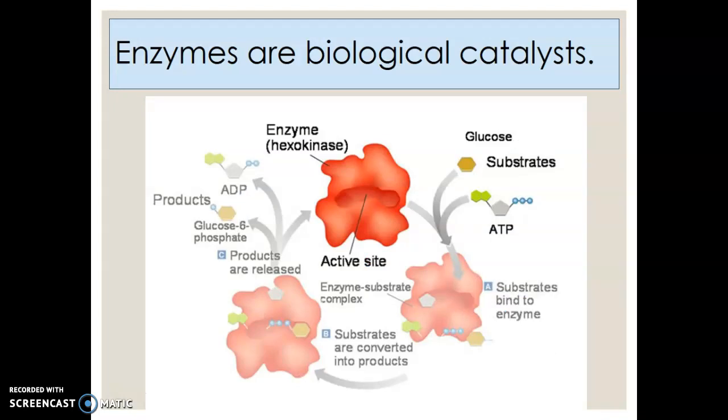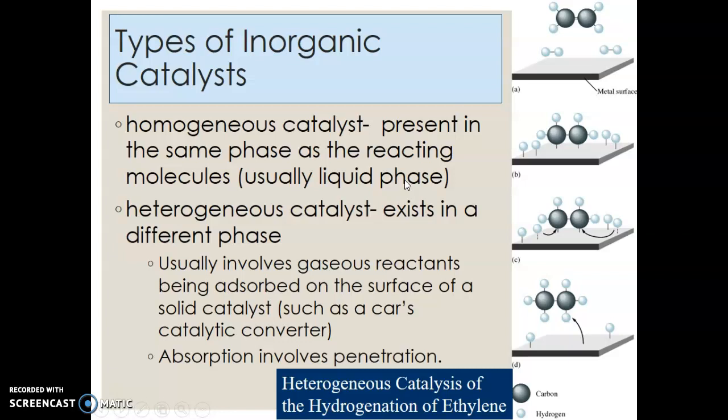So there are enzymes that are biological catalysts, such as the enzyme hexokinase. So this has an active site, and it binds glucose and ATP. It binds to the enzyme. It converts them into products, producing glucose phosphate and ADP. And then those are released, and you still have this enzyme that remains, so it hasn't been used up.